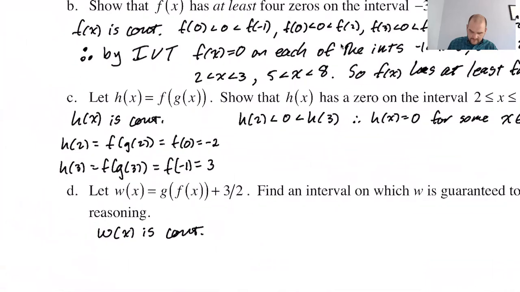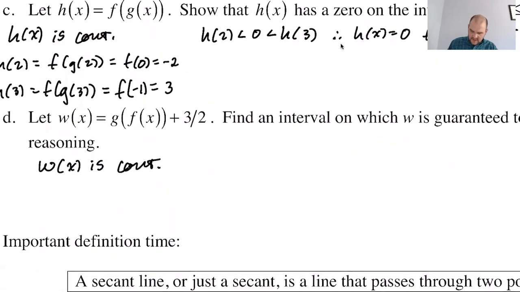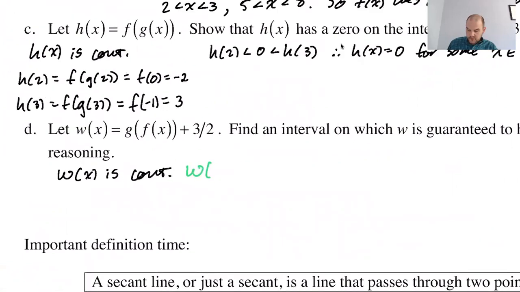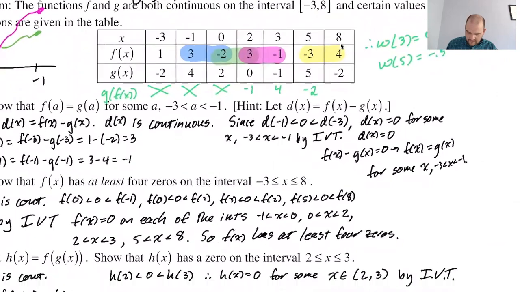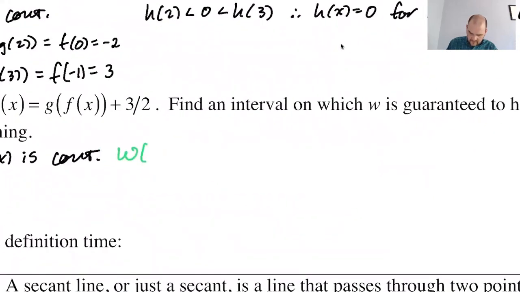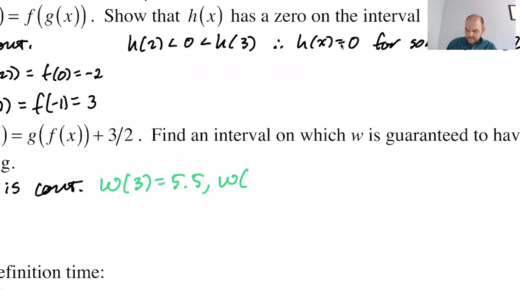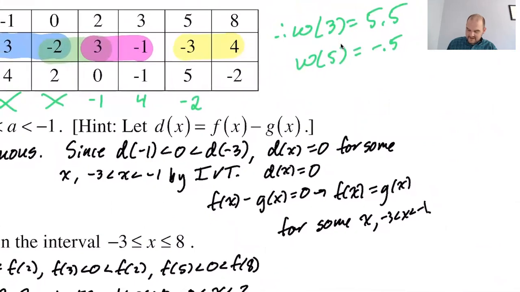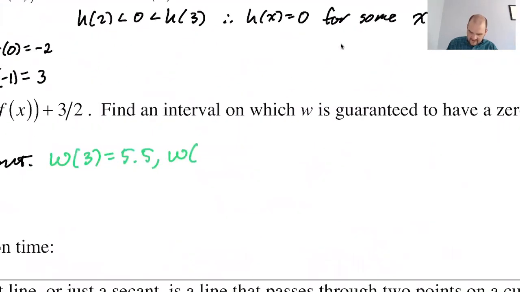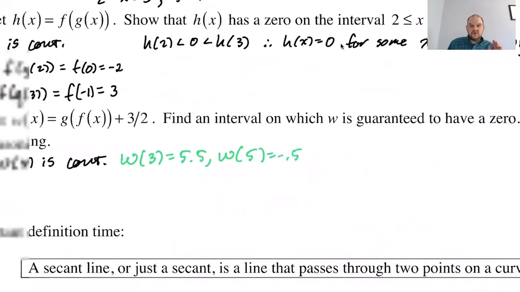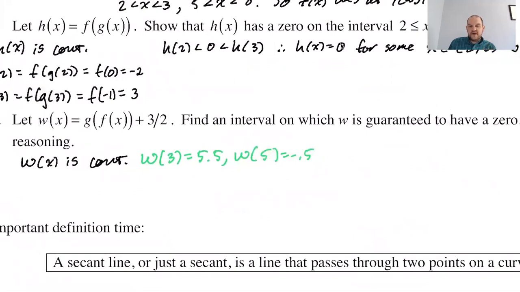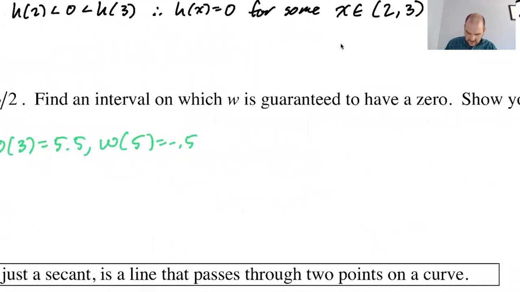So let's go back, and I'm going to put these down here also. W of 3 is 5.5. W of 5 is -0.5. Okay, so W is continuous. W of 3 is positive. W of 5 is negative. Therefore, IVT guarantees a 0. So we are good to go.